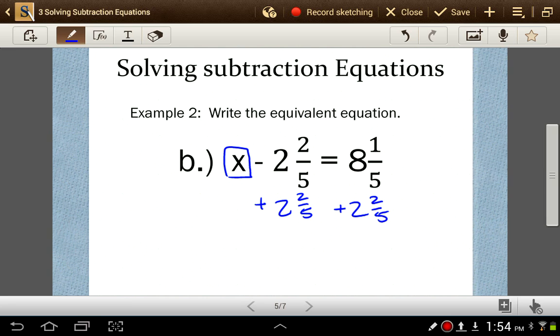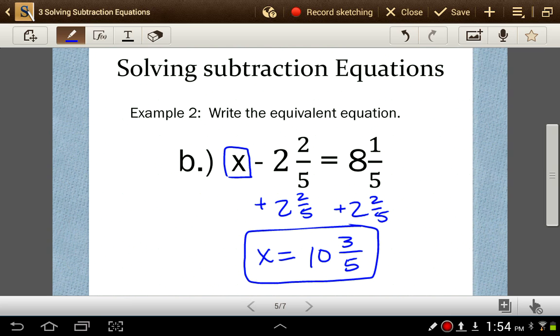So that's going to leave me with x equals. The denominators are already the same, so you add the numerators. 1 plus 2 is 3. Denominator stays the same. 8 plus 2 is 10. So you get x equals 10 and 3/5 is your final answer. And that is how you write the equivalent equation. Okay? If you need to pause, go ahead. Otherwise, I'm going to move on to example 3.